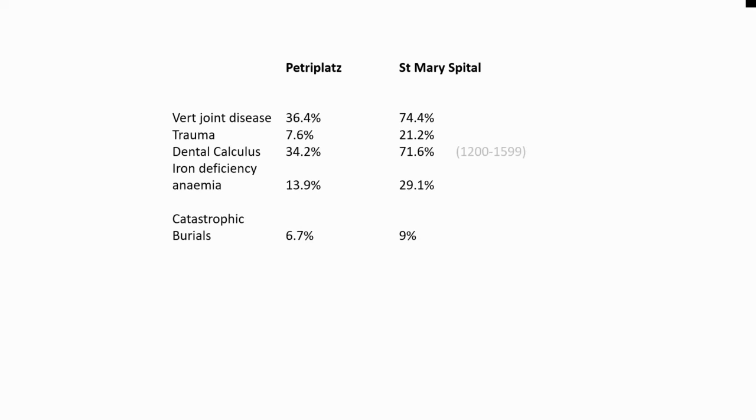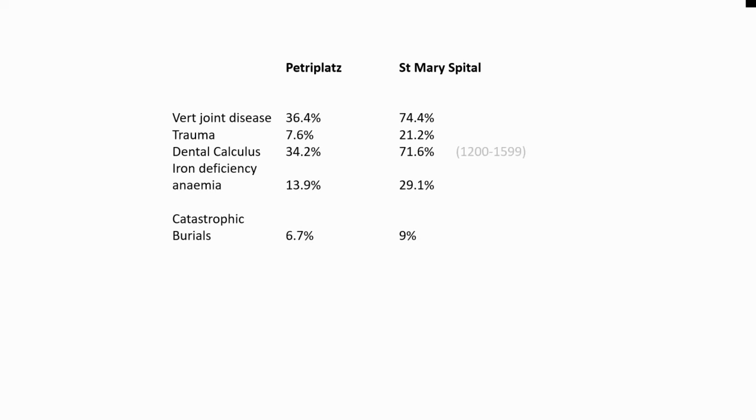Iron deficiency anemia, so lack of iron in the diet, but that's often a proxy for parasitic infection or blood disorders. Or catastrophic burials. What are catastrophic burials? Periods of catastrophic burial are instances where there is a far greater rate of death than would normally be expected for a normal population.